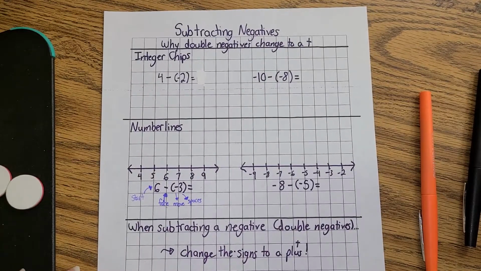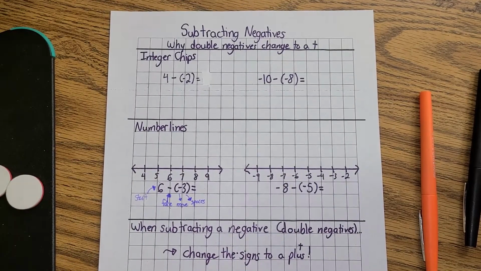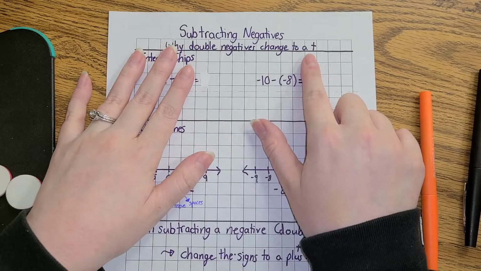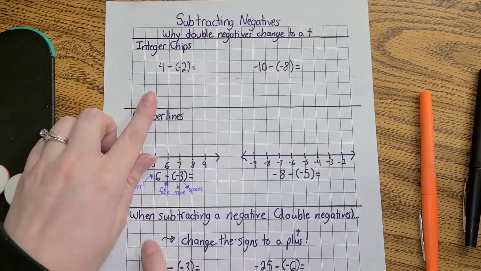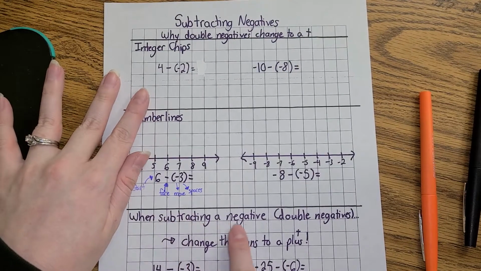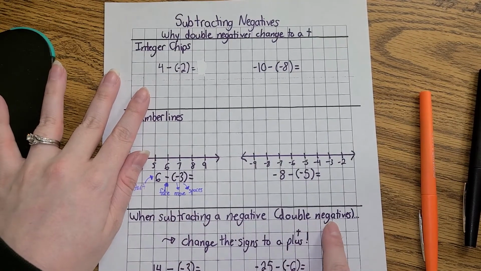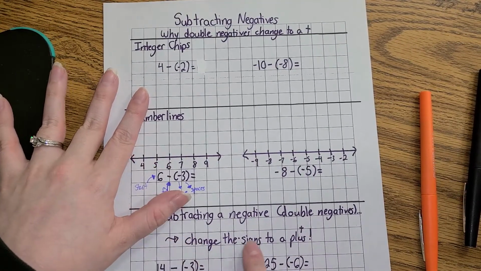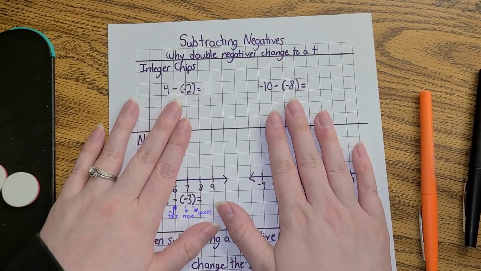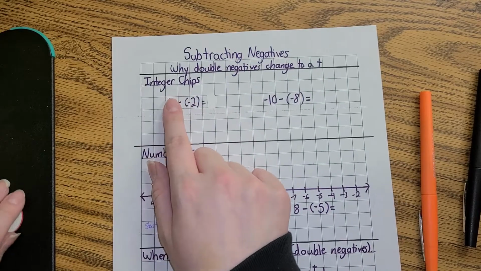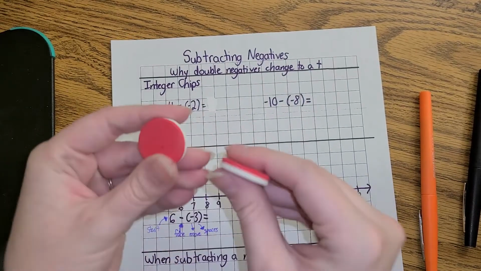Hello. Today I want to look more into why we change double negatives to a positive. So when you're subtracting a negative, okay? We know the rule. When subtracting a negative, or you have double negatives in a problem, you change the signs to a plus. I'm going to show you why we do that, okay? So with integer chips, remember these guys?